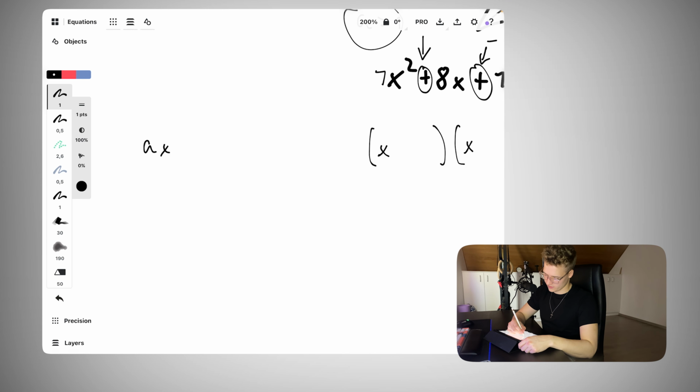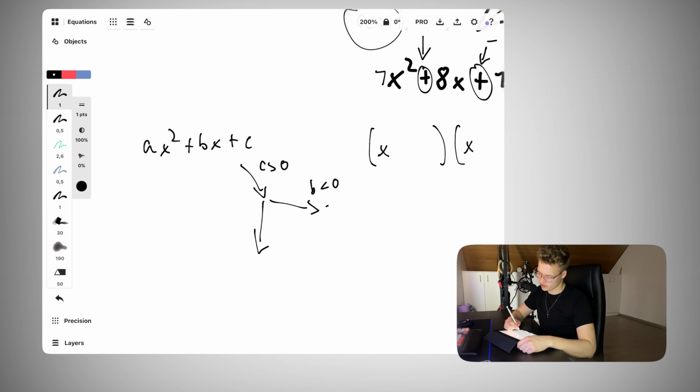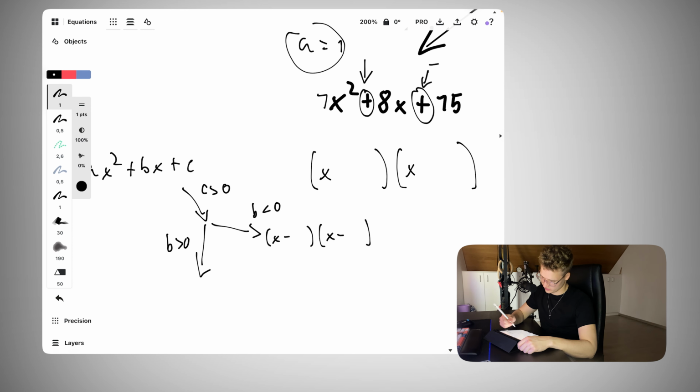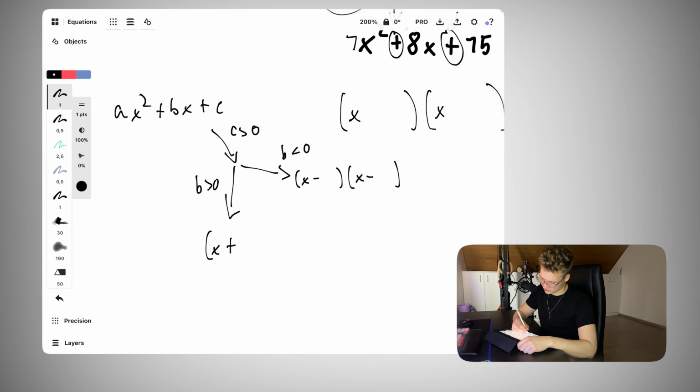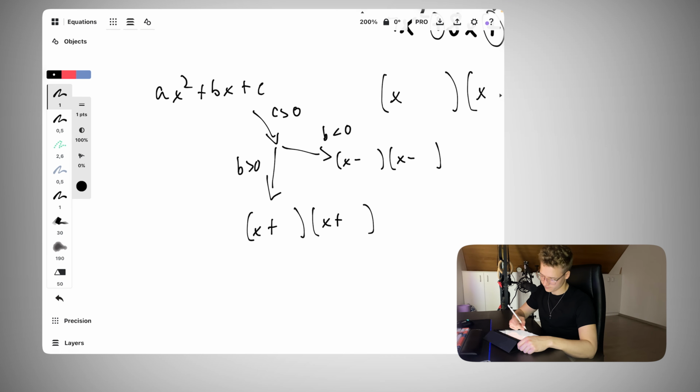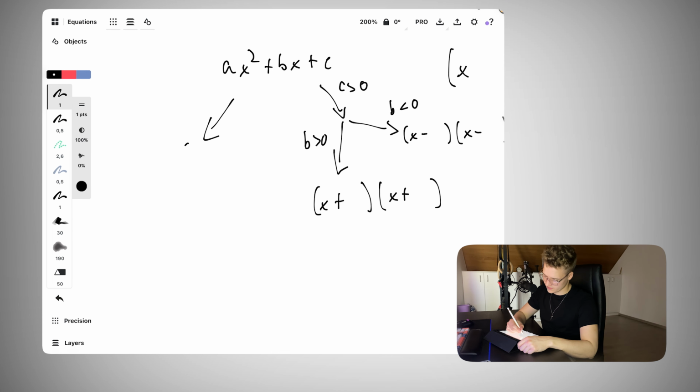So if we have ax squared plus bx plus c, where a, b, and c are some numbers, and we have c is more than 0, we have two cases. We have b is less than 0, in which case we have x minus as our template, and if b is more than 0, like it is in our case, we have this template. And the other is if c is less than 0, then we have this template.